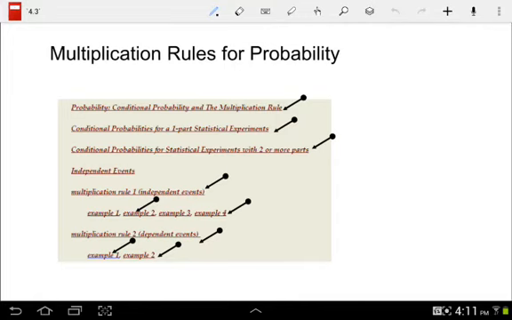Okay, in 4.3 we're going to look at the multiplication rules for probability. Now, before you continue, be sure that you've seen all 500 of these videos from Miss Martin here. I did weed out a few of them. They're pretty short.